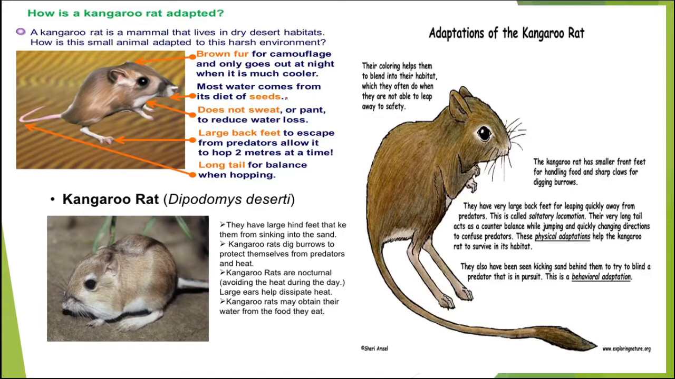Then most water comes from its diet of seed. Then they do not sweat. Then large back feet to escape from predators. A long tail for balancing. They also show physical as well as behavioral adaptations.